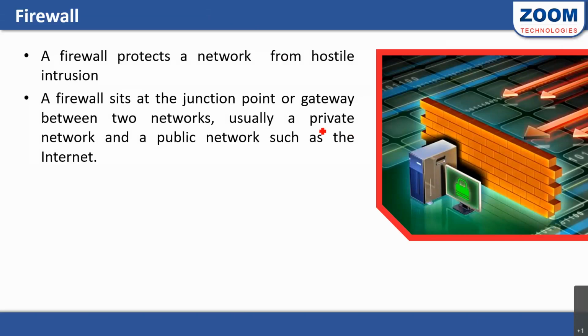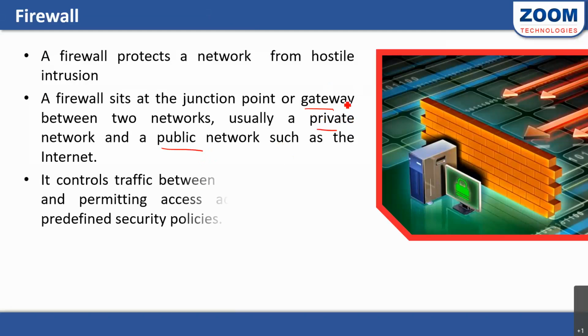So when we say private network, this is nothing but the LAN network of our organization. Between our LAN network and the public network, which is usually the internet, the firewall behaves as a gateway. The firewall controls the traffic between these two networks, and not only sitting between a private and a public network.